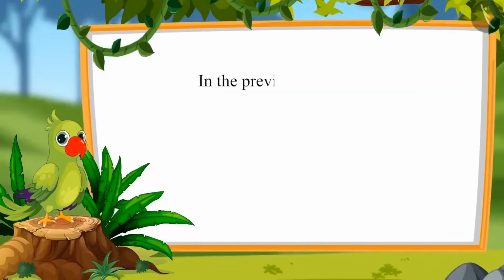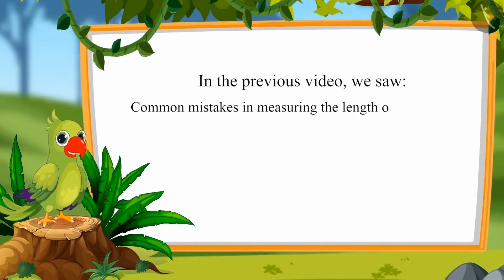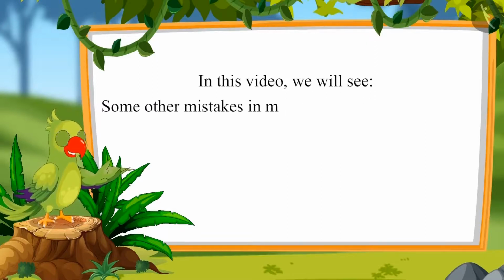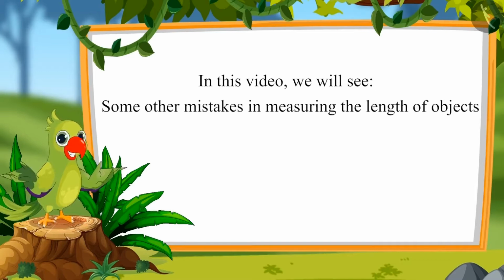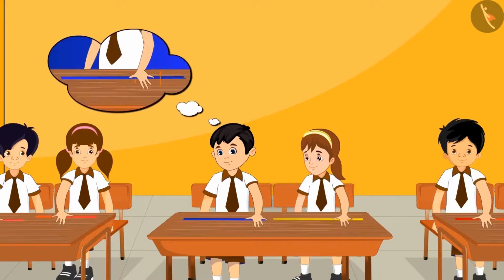Hello children, in the previous video we saw some common mistakes in measuring the length of the objects. In this video we will see some other common mistakes in measuring the length of objects. Today in Chotu's class, everyone was asked to bring 5 handspan long ribbons. Chotu has also brought 5 handspan long ribbons by measuring with his hand.